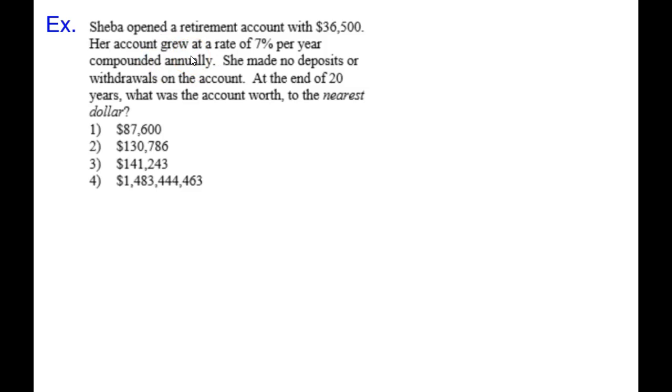Okay, so first, since this is a retirement account and we can see that it grew, this is going to be exponential growth. So our equation we have to use is A equals P times the quantity 1 plus r raised to the t power. So we're looking for the value of A, the amount of money in the account at the end of the 20 years. So we need to identify what P is, what r is, and what t is, and plug that into the equation.